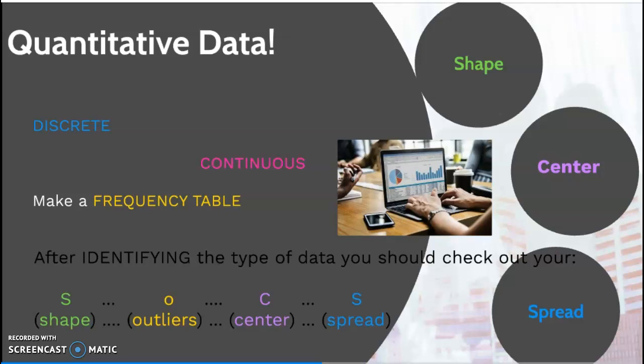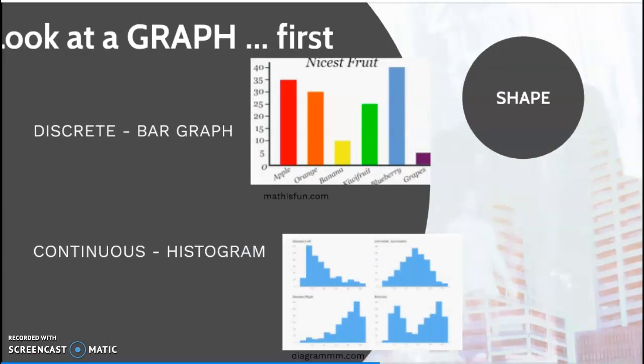So once you have your numeric data in front of you, just piled up, you might want to look at it in a frequency table. Then you're going to want to consider the shape of it, which is looking at a graph. If you have discrete data, you are looking at a bar graph. If you have continuous data, you will be looking at a histogram. The difference is that with discrete data, the bars don't touch because there are no values in between. With continuous data, the bars touch because there's a continuum of values that can happen in between.